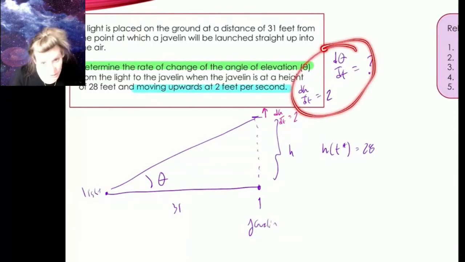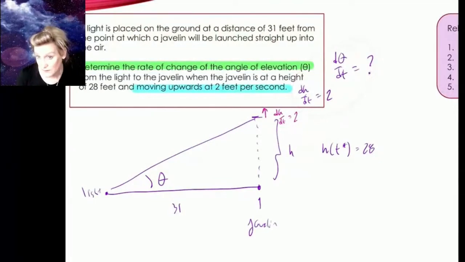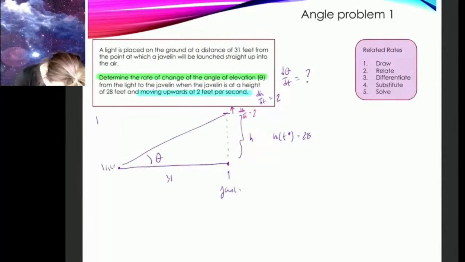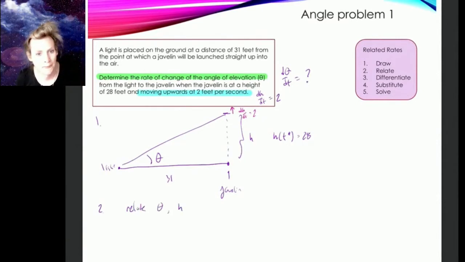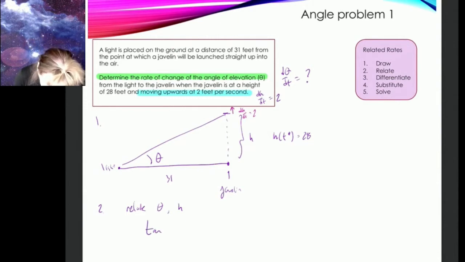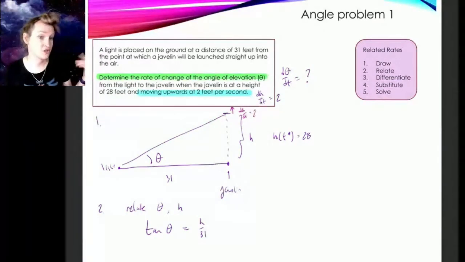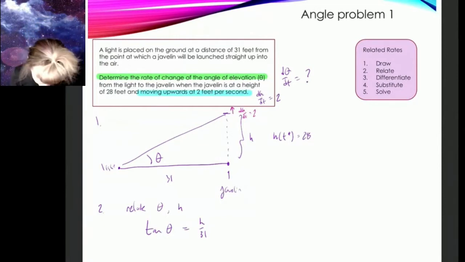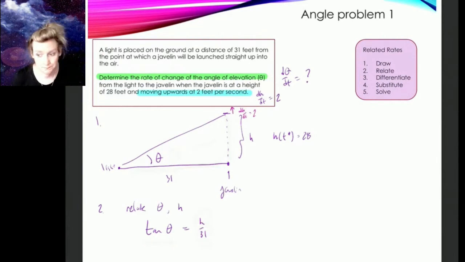From these two statements, my task is to relate h and theta. So step 1 we just completed was drawing a picture. Step 2, relate theta and h. I think the simplest way to approach this is a tangent operation. We see that the tangent of theta is equal to h over 31. Right, SOHCAHTOA: tangent is opposite over adjacent. Opposite of the angle is h, and adjacent to the angle is 31. Tangent theta is h over 31.